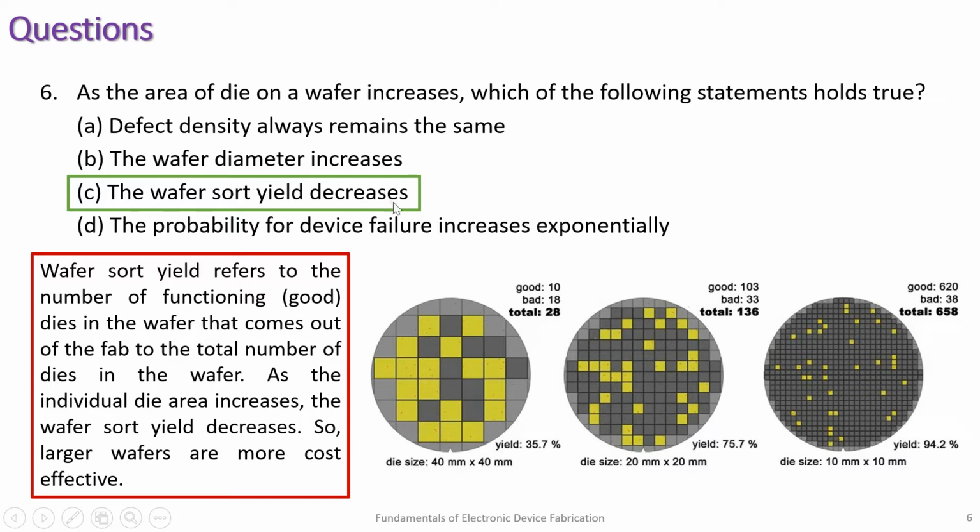Wafer sort yield means the good dies divided by bad dies, right? So the sort yield will decrease. So that is the explanation. I hope everybody understood. Does anybody require more clarity?